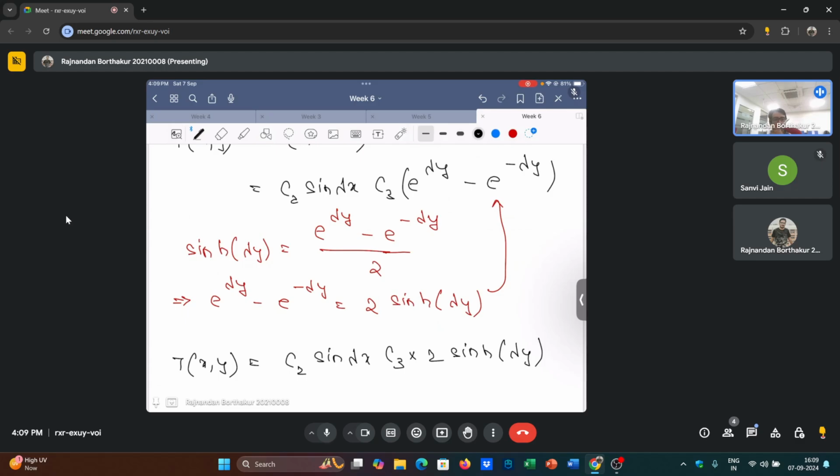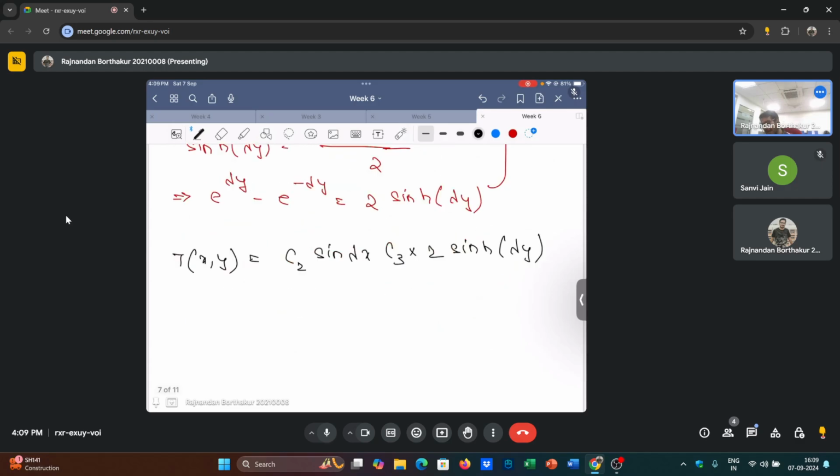Okay. Now here we'll do something. So can I club these constants into just a single constant? We can do that, right? Because these are just some arbitrary constants that we have determined as a part of the integration that we did.